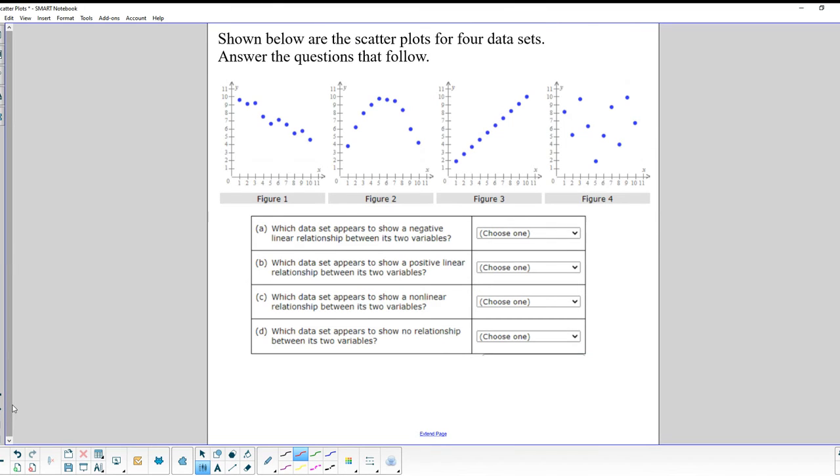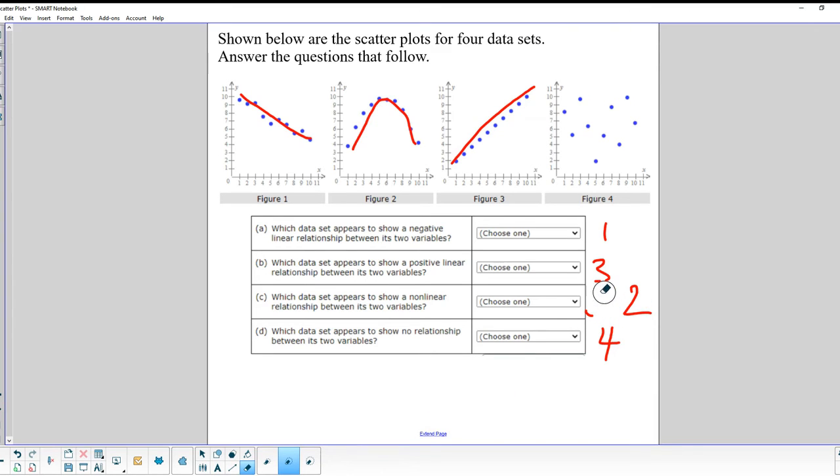Okay, something you might see on ALEKS is some questions like this. Which data set appears to show a negative relationship between the two variables? Well, we mentioned as the data kind of drops as you go to the right, that's considered negative. So figure 1. Which data set appears to show a positive linear relationship? Well, definitely this one does. Figure 3. Which data set appears to show a nonlinear relationship? Well, here we go. Where it kind of goes up and down. So nonlinear. That's 2. Sorry. And then the last one, which data set appears to show no relationship? No relationship there on figure 4. So that's one of the types of questions you might see on an ALEKS assignment.